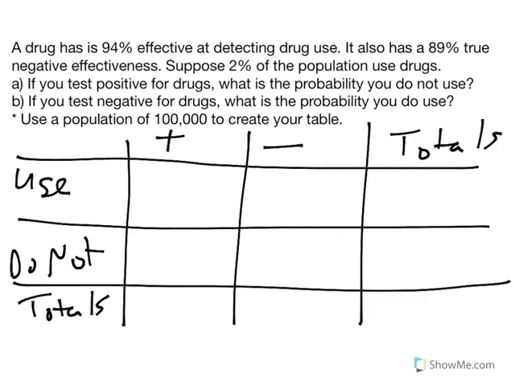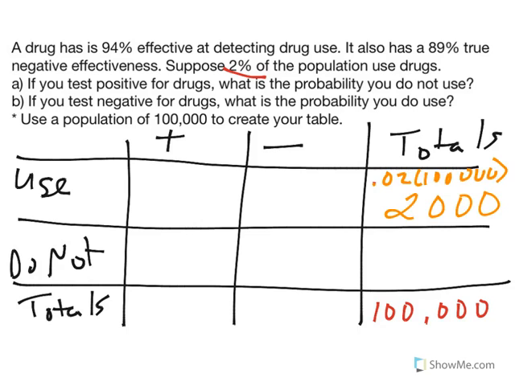The problem tells us to use a population of 100,000. 2% of the population use drugs. So 2% of the 100,000 gives us 2,000. So if 2,000 use drugs, that means 98,000 do not use drugs.